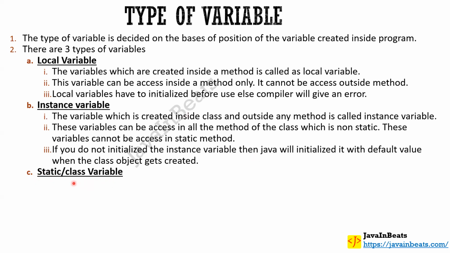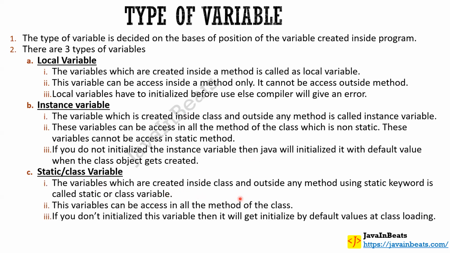The third type of variable is the static variable or class variable. The variable which is created inside a class and outside any method using the static keyword is called a static or class variable. These variables can be accessed in all the methods of the class. If you don't initialize the static variables, then they will get initialized with a default value at the time of class loading.